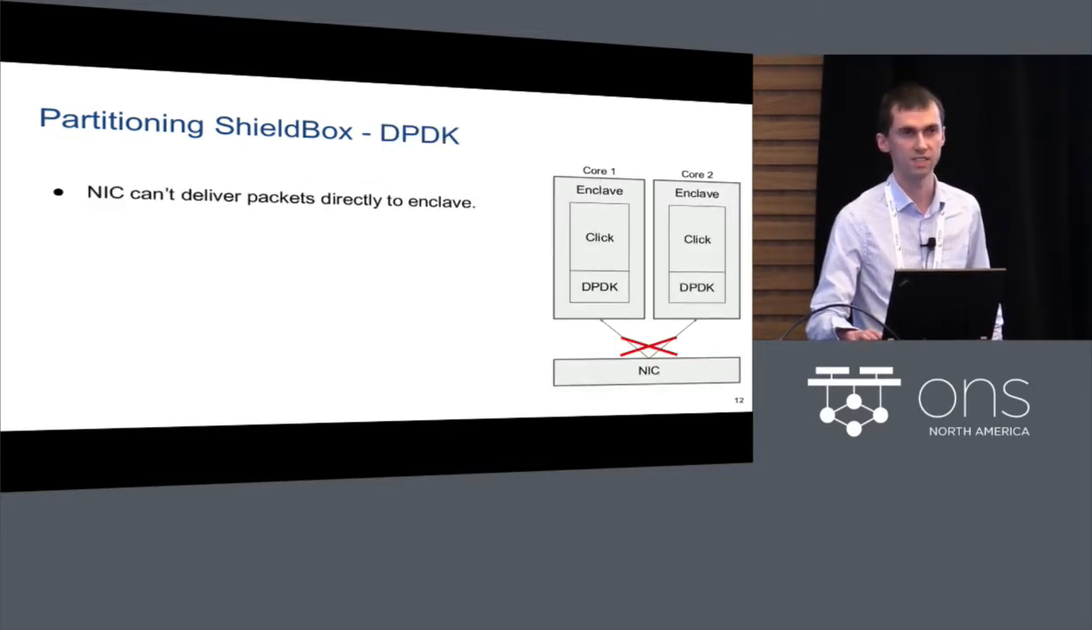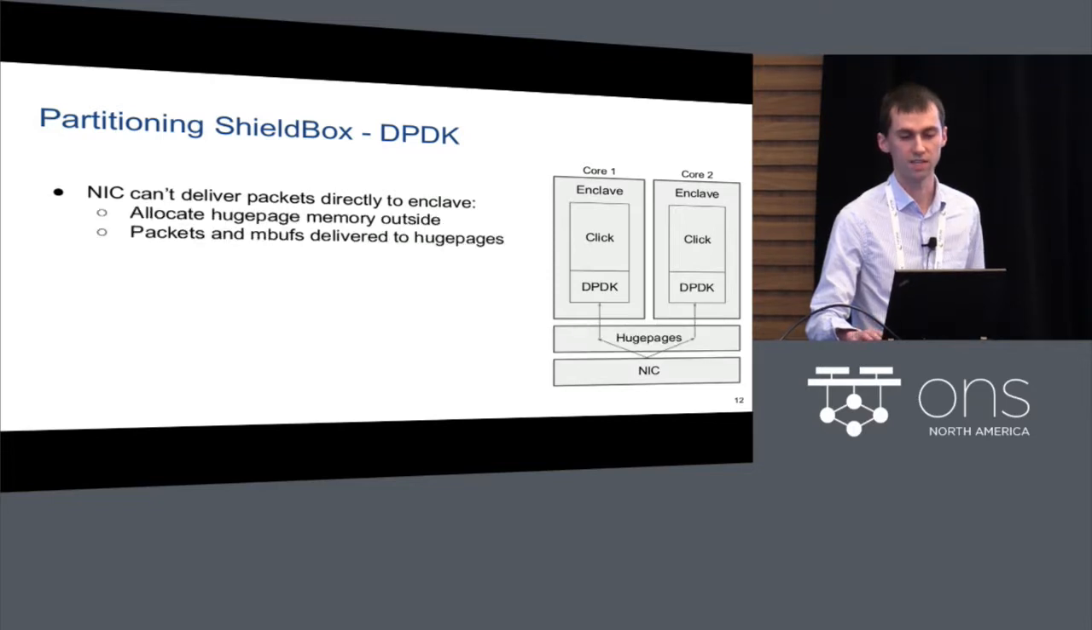Another issue is that the network interface card cannot deliver packets directly into the enclave because this would violate the security guarantees that SGX provides. So to overcome this, we still allocate huge page memory outside of the enclave, and the packets and memory buffers are allocated in this huge page memory. But still, we basically use shared memory pointer reading and writing for communication between DPDK and Click.